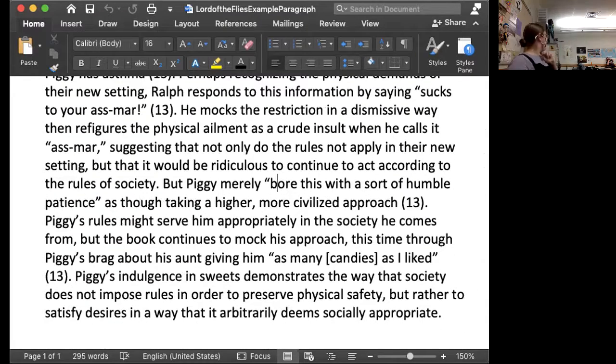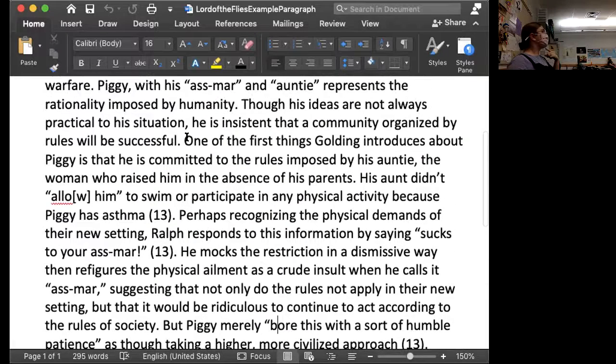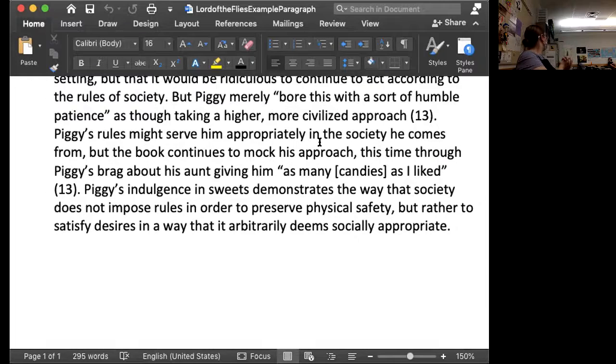I just used the word we right here instead of saying one of the first things Golding introduces is. I said one of the first things we are introduced to, which is fine, but it was in passive voice, so they were right. Okay, anyway, so now I want you guys to write your first body paragraph.